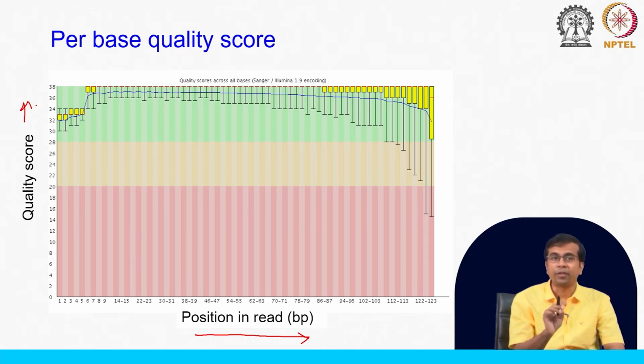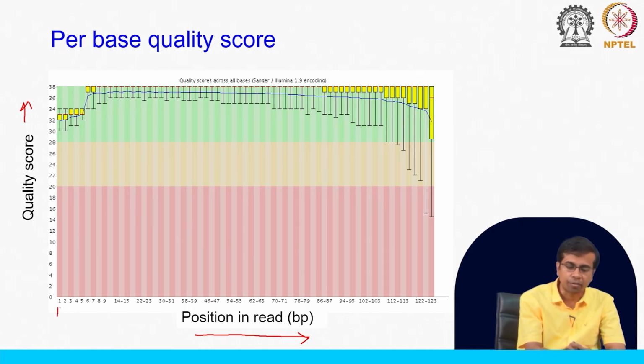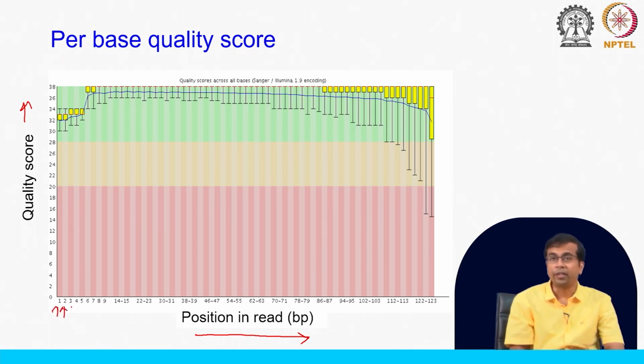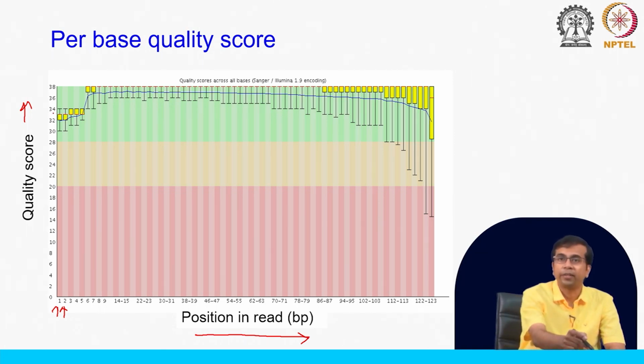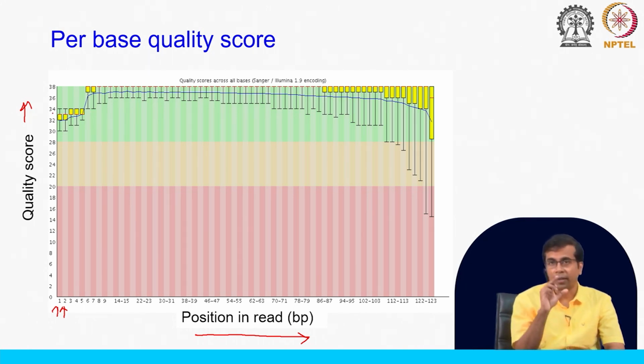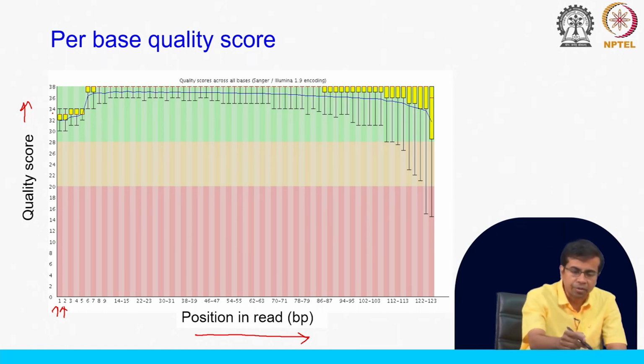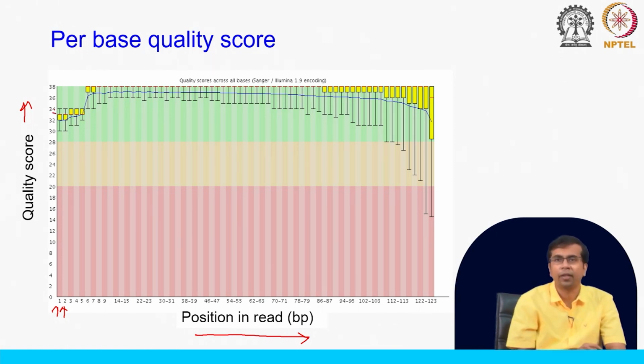What we do here is, for each position, say position 1, position 2, etc., we calculate the distribution of quality scores. This tool calculates the distribution for about 10,000 or 100,000 reads. For the first base, what is the distribution of quality scores? This is represented by this box plot in yellow, showing the distribution. Here the distribution is around 32, 33.